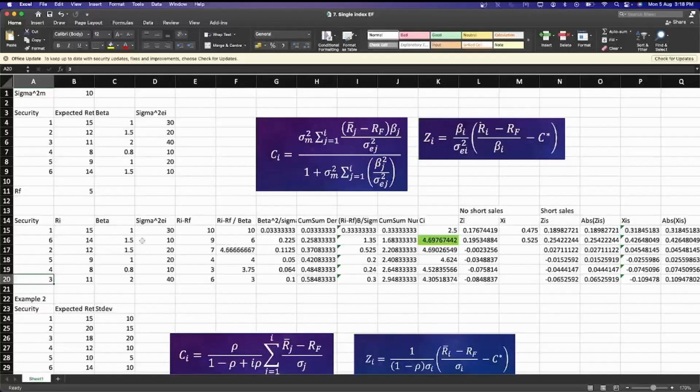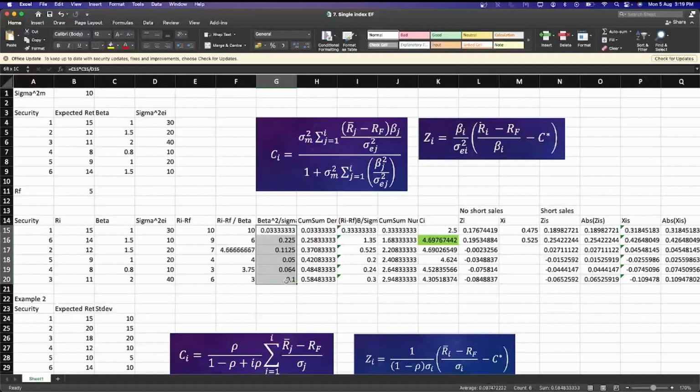Now the second step is to calculate this formula. This formula seems intimidating, but it's not that hard to calculate. We are going to calculate this formula in parts. This term calculates beta square by sigma square Ei, which is this one, right? So beta square by sigma square Ei. I calculated that part. We already have beta and we already have sigma square Ei. So I square the beta and divide it by this, and I get beta square by sigma square Ei like here.